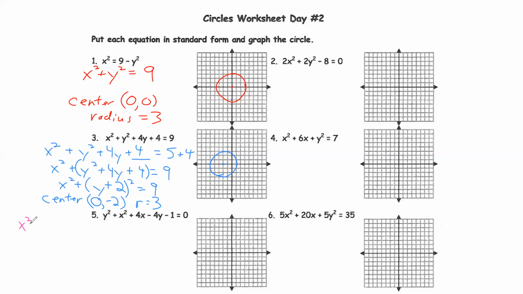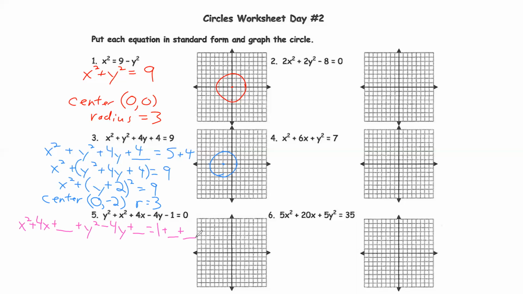x squared plus 4x plus blank. Then we have our y's: plus y squared, not plus 4y, it's minus 4y plus blank equals, the one goes to the other side, becomes positive. Again, I need two blanks, one for each of the blanks I put in over here.